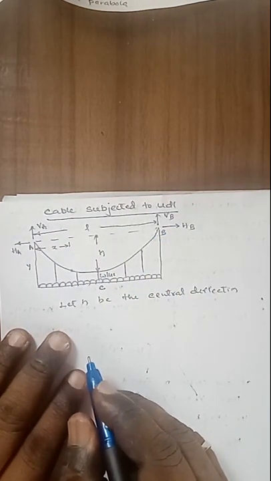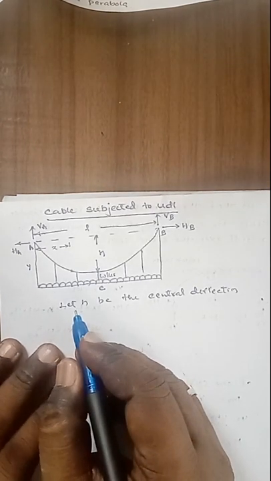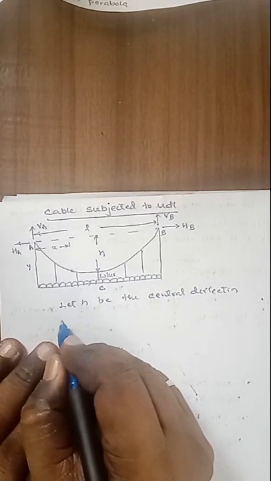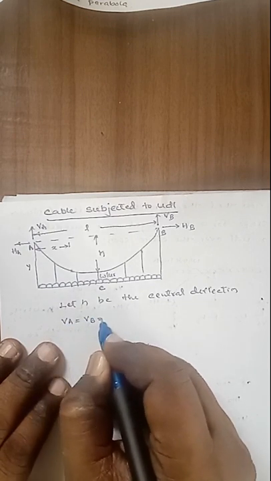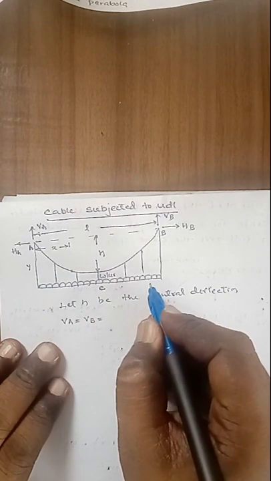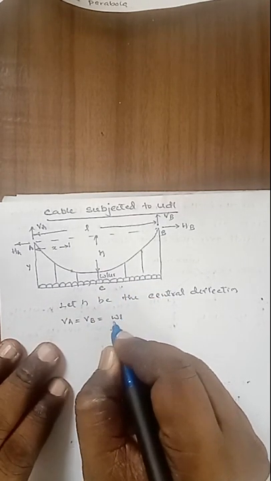Then by applying the equilibrium equation, summation of Fy equals 0. Here the load is symmetrical. Therefore, VA equals VB equals, that is the total load W per unit run into L, half of that, that is WL by 2.